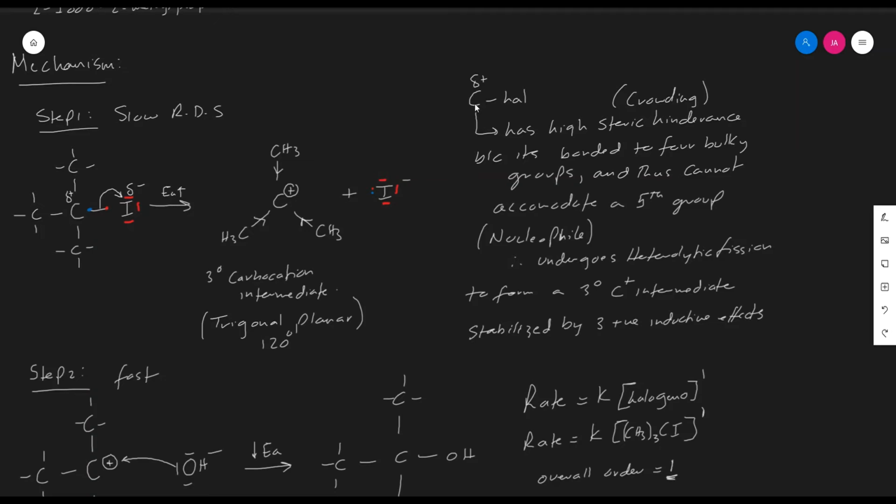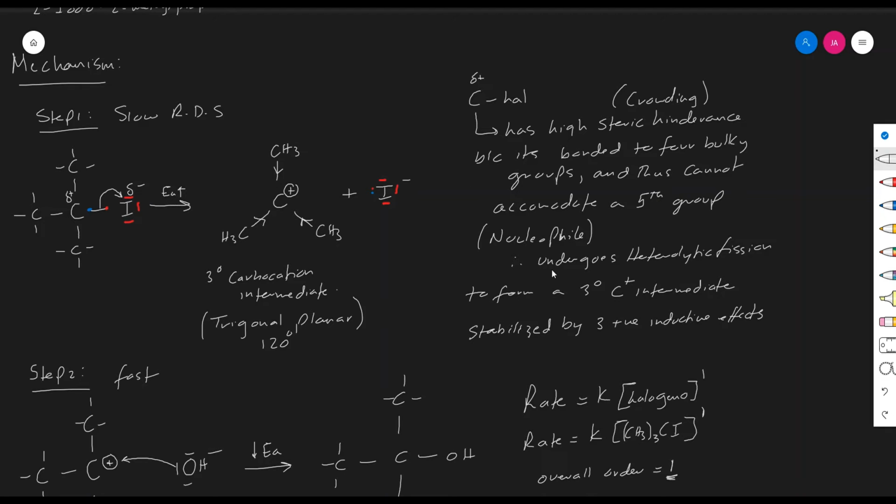I'm going to read the notes I wrote. This is once again discussing this central carbon atom with the positive charge. Actually, this is a partially positive charge because I'm still discussing this part here. This central carbon, when it's bonded to the iodine and 3 alkyl groups, has high steric hindrance, which we called crowding, because it's bonded to 4 bulky groups and thus cannot accommodate a 5th group, which in this case is the nucleophile.